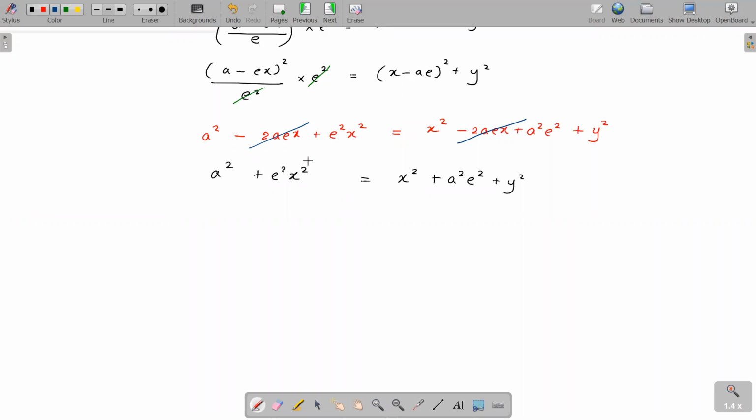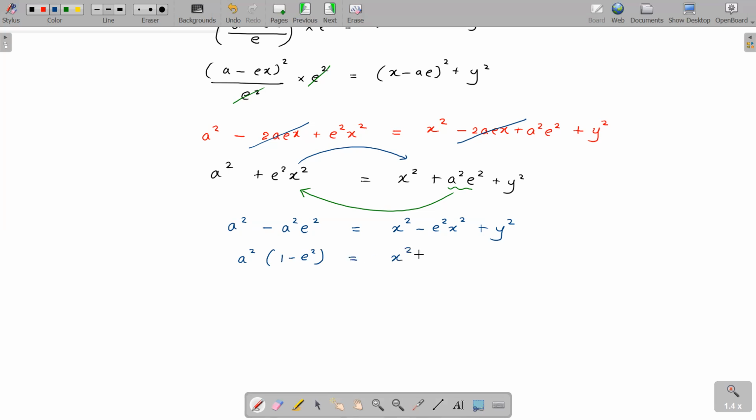So what I'll do is I'll take the x square terms to one side, and I'll bring the constant terms, can you see? A square, E square, I'll bring it to this side. Basically bringing the constant terms to one side. So it becomes x square minus E square X square plus Y square. Is this okay? Can you see I have rearranged? Now I'll take the common factor out. A square, when I take it out becomes A square 1 minus E square. This one, when I take out x square, 1 minus E square plus Y square.